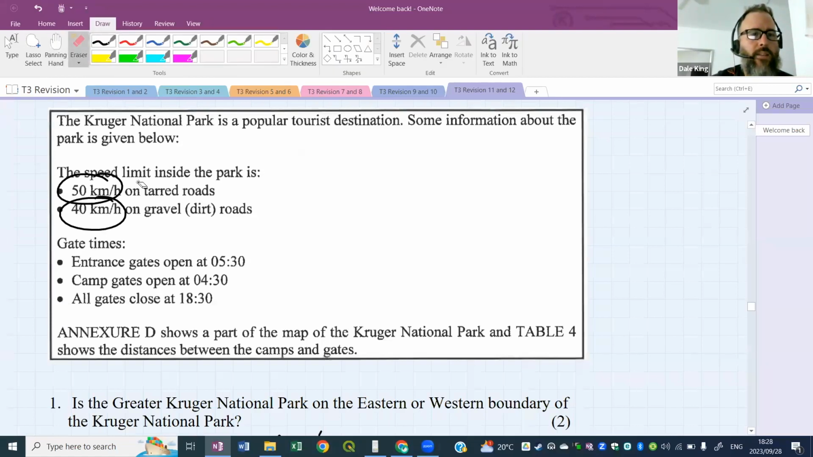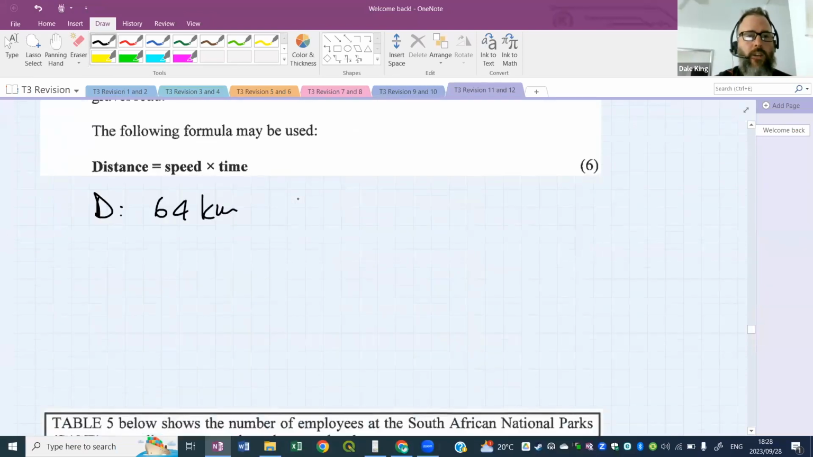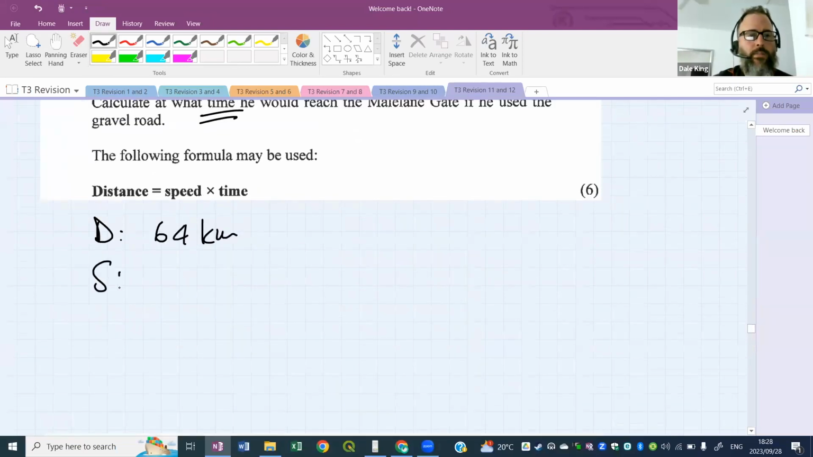So they say the distance is the same, the speed on the gravel road. So that's the one we need, 40 kilometers per hour. Okay. I was wondering, where does the speed come from? Okay. So we got a speed, 40 kilometers per hour. Okay.